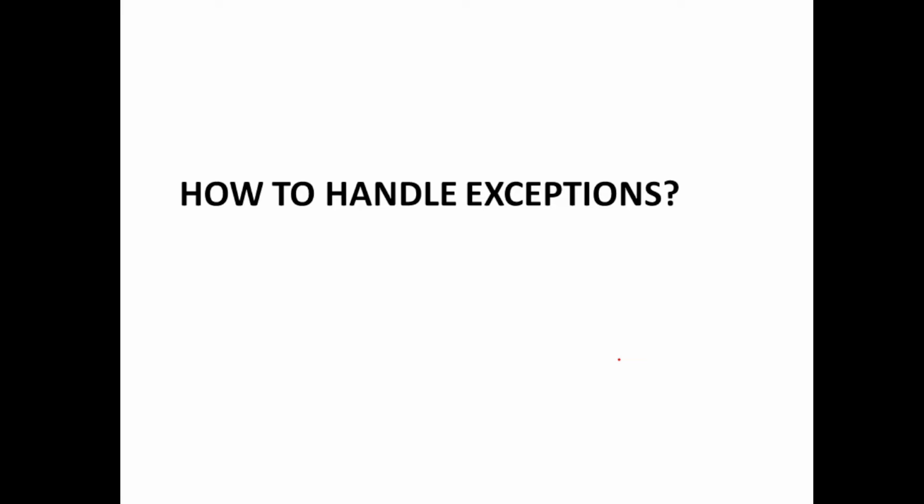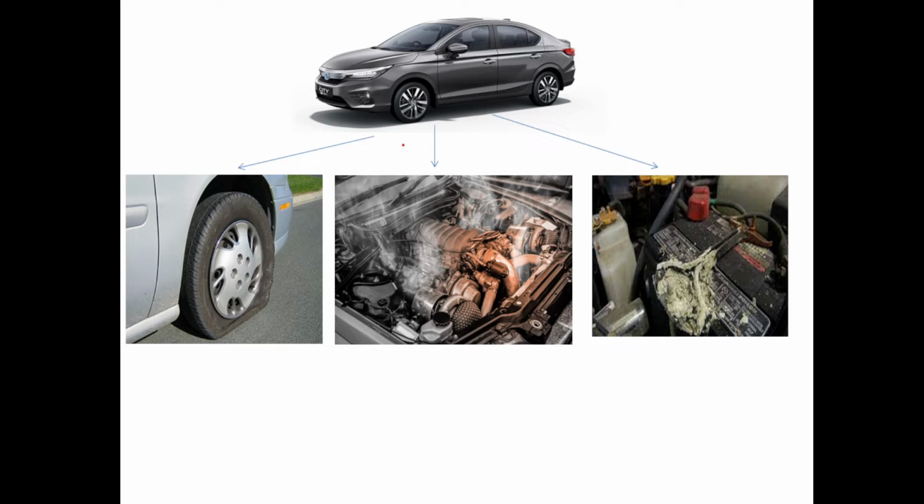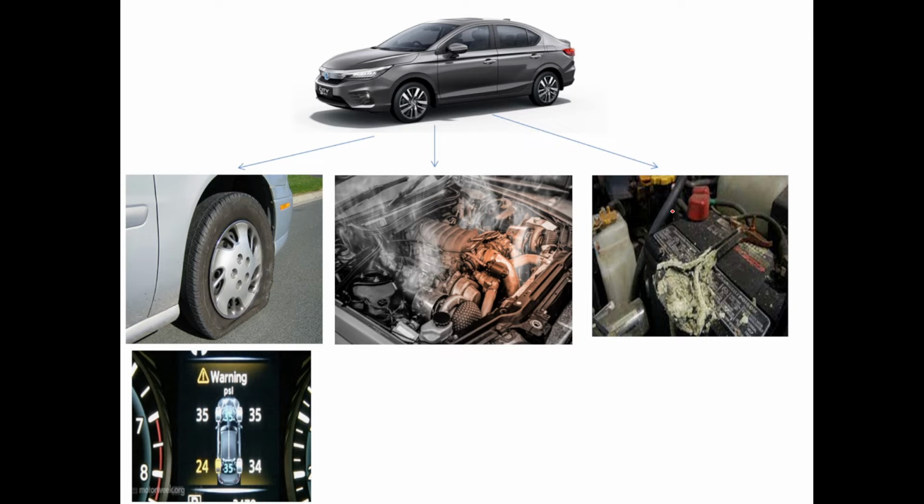So how do we handle these exceptions? That is the next question. We'll take a look at this example here. Say this is an exception, this is an exception, this is an exception. I can give some ways in which systems have been designed to handle exceptions. Say for a flat tire, in a car you have a tire pressure monitoring system. There is a system in place to handle such exceptions. What is the use of this system? When the tire deflates or the pressure goes low, it will give you a warning.